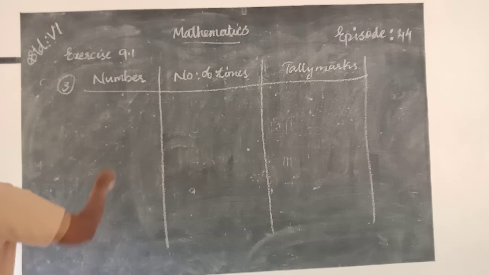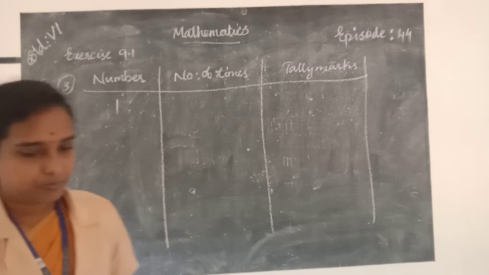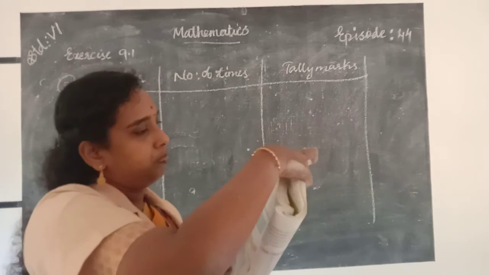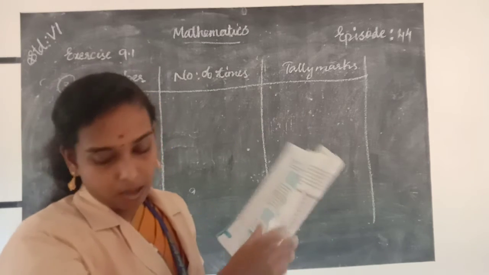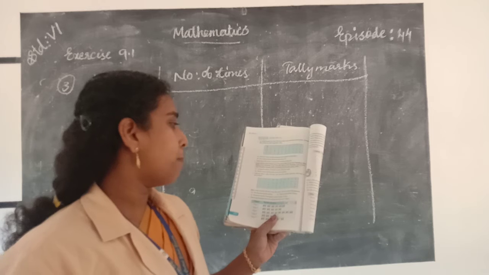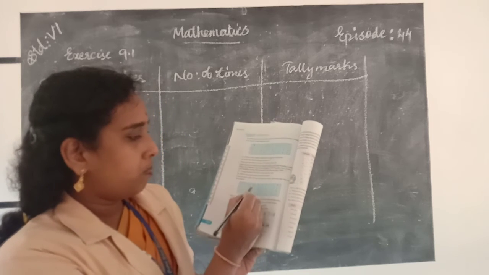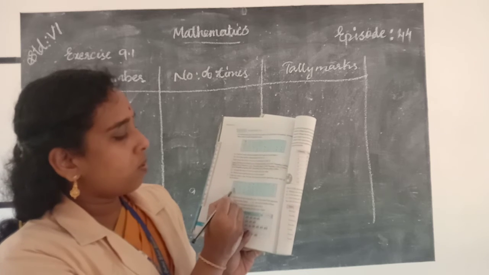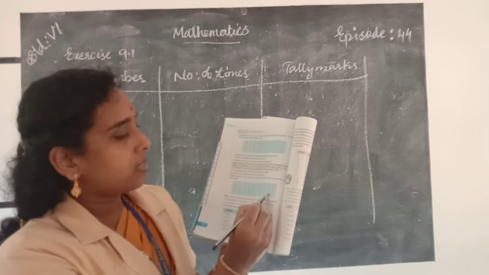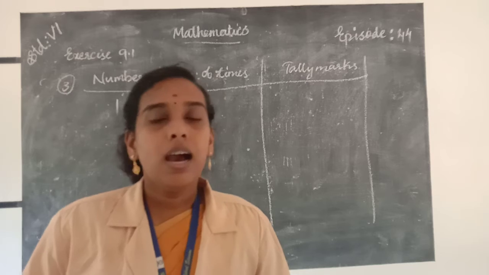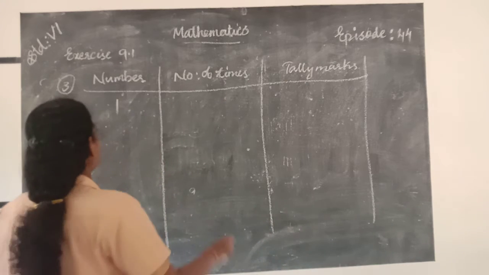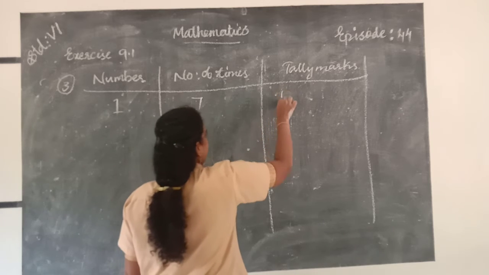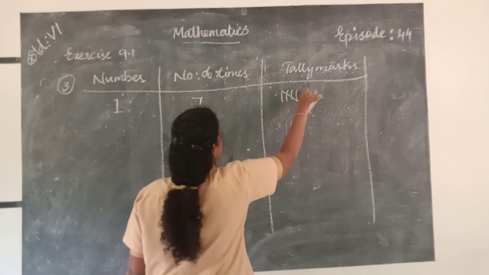Here the first number is 1. How many times does 1 appear? 1, 2, 3, 4, 5, 6, 7. So, 7 times where 1 appears. The number of times 1 appears is 7, and the tally marks are 1, 2, 3, 4, 5, 6, 7.